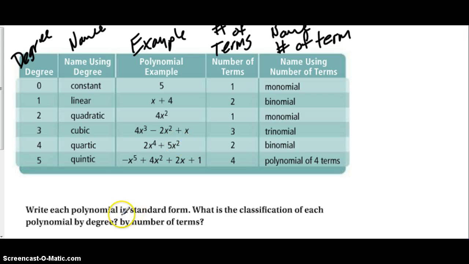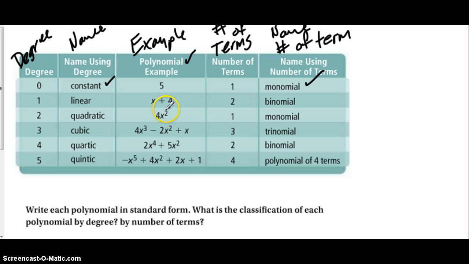So let's move forward to take a look at some examples. And these examples should look familiar from yesterday's class, but if they don't, no worries. Here they have all these different types of polynomials, and they talk about their degree, the name of the degree, number of terms, and the name using the number of terms. So this here is a constant monomial. Constant monomial. This one here is a linear binomial because it has 2 terms and it is a degree of 1, so it's linear.